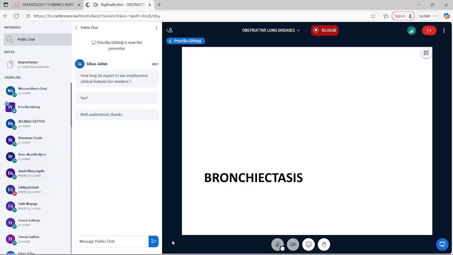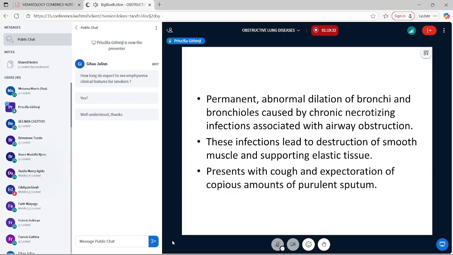Let's look at the last chronic obstructive disease, and that is bronchiectasis. Bronchiectasis just means permanent abnormal dilatation of the bronchi and bronchioles that is caused by chronic necrotizing infections associated with airway obstruction. So the event can either be an airway obstruction that led to necrotizing infection, or an infection that leads to obstruction. These infections lead to destruction of smooth muscle and of the supporting elastic tissue. And these patients present with cough, and expectoration of copious amounts of purulent sputum.